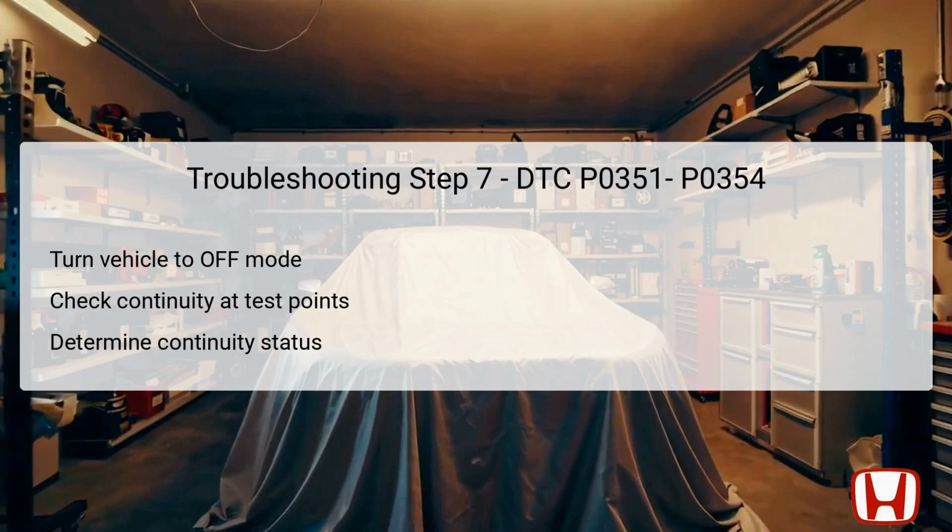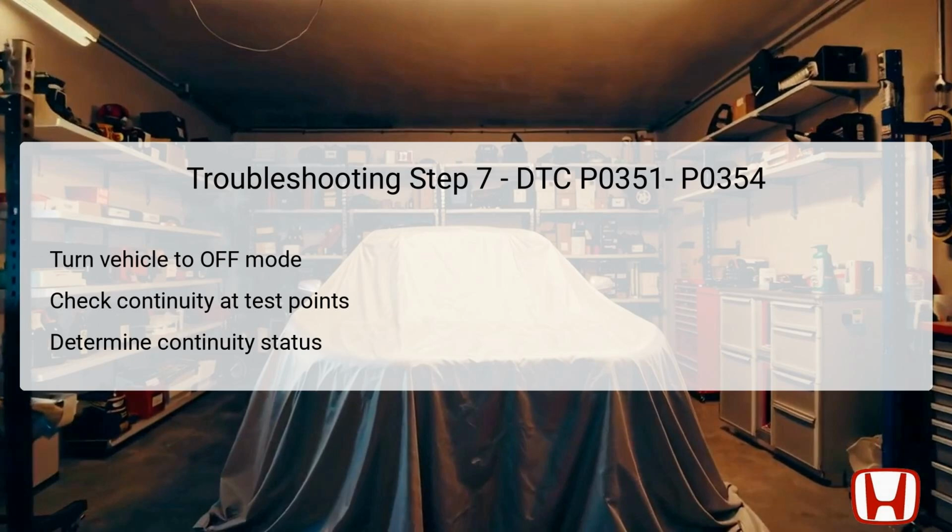Next, in Step 7, turn the vehicle off again to perform continuity checks. Check for continuity between the test points outlined previously, specifically examining the ignition coil 3P connector, number 2 terminal, and body ground. This test is crucial because it confirms whether the circuit can complete its path back to ground. If continuity exists, proceed to the next step confidently, as this indicates a proper connection.